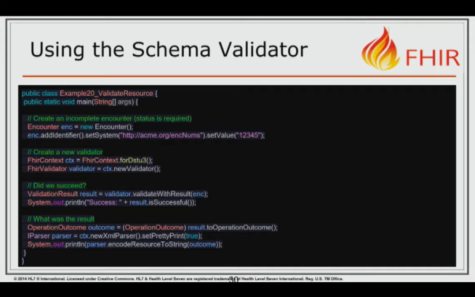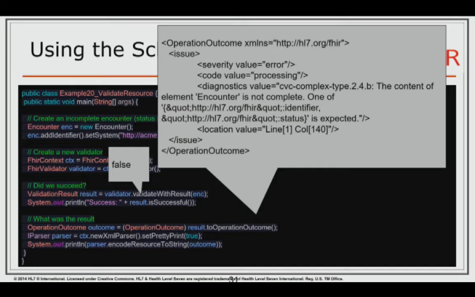You would pass in whatever your input is, and that can be a string with JSON or XML content, or it can be Java classes that are proper POJOs. And your output is this thing called a validation result, which has that pass-fail, your issues, and your operation outcome. So in this case, I'm creating an encounter. As you can see, I don't have a status associated with the encounter, and status, I will tell you, is a required field on the encounter resource. So this is something I will expect to fail, and sure enough, this is the response I get back.